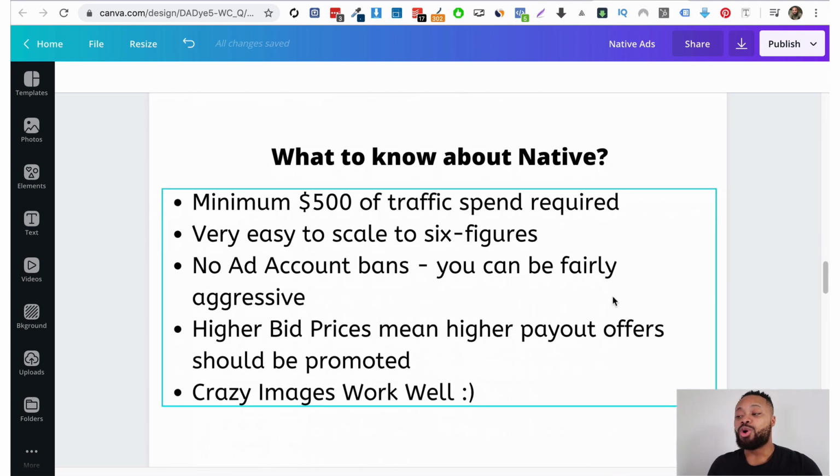Now, what you need to know about native advertising, all right? I would say that you need to have a minimum of $500 to spend on traffic. Simply because most of the traffic networks require a deposit, right? And the deposits typically start at $500. I know that some of them are a bit lower. I believe maybe RevContent, maybe $100, but a few of them are $100. But I would still say, try to get to at least $500. If not, you can specifically find the native networks that are just $100.